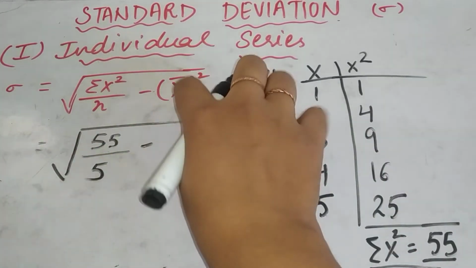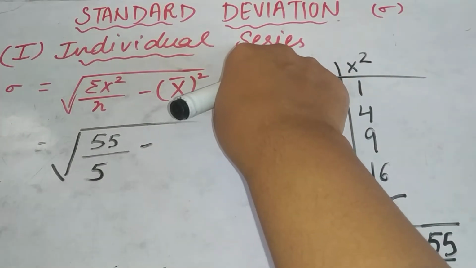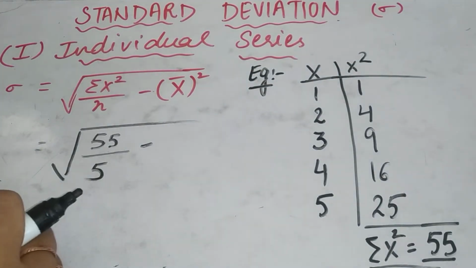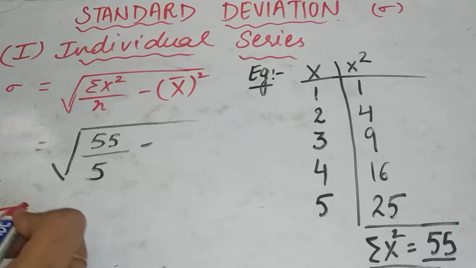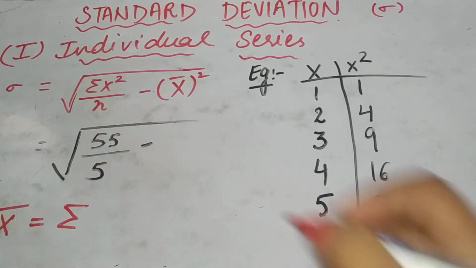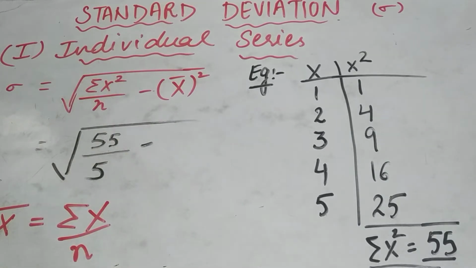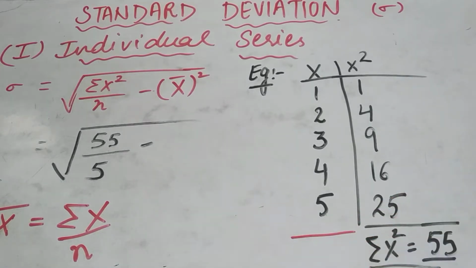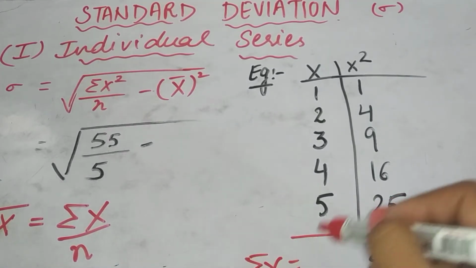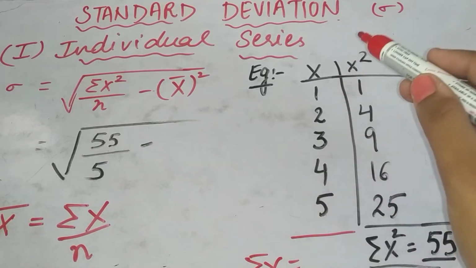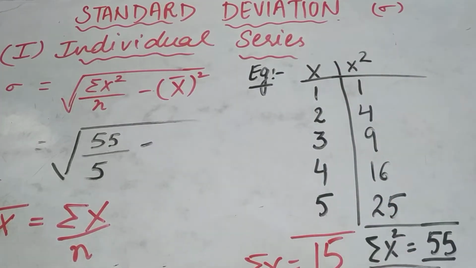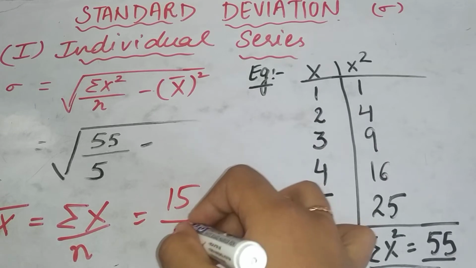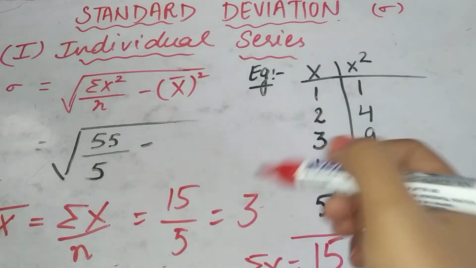Now we require the mean. In case of individual series, the formula to calculate the value for mean is summation x over n. Summation x, we require the sum of all these numbers, so add them. 5 and 4 is 9, 9 and 3 is 12, 12 and 2 is 14, and 1 is 15. So summation x is 15, and how many terms are there? 1, 2, 3, 4, 5. So we get the value for mean is 3.